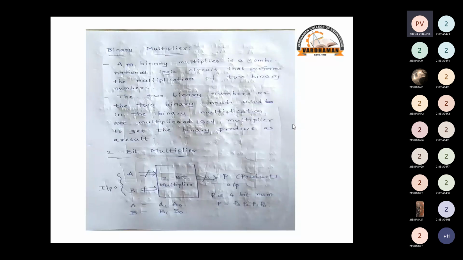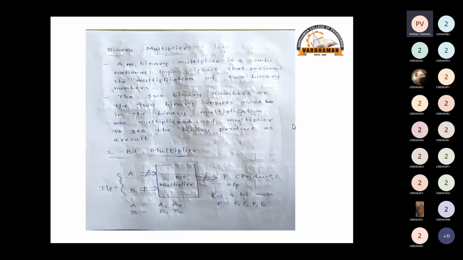Next one is binary multiplier. Already we know how to multiply decimal numbers, for example 12 into 12 is equal to 144. In a similar manner, we can also multiply two binary numbers. That is what binary multiplication is.